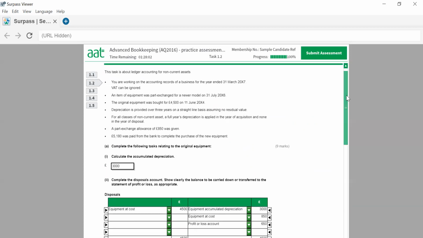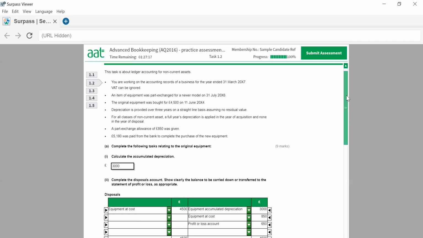So it said you're working on the accounting records of a business for the year ending 31st of March 2007. An item of equipment was part exchanged for a new model on the 31st of July 2006. So this is where you'll do your T account now. The original equipment was bought for £4,500 on the 11th of June 2004. So do a T account with your asset on the debit side, so the equipment is on the debit side at 4,500. And it says depreciation over 3 years on a straight line basis, assuming no residual value.